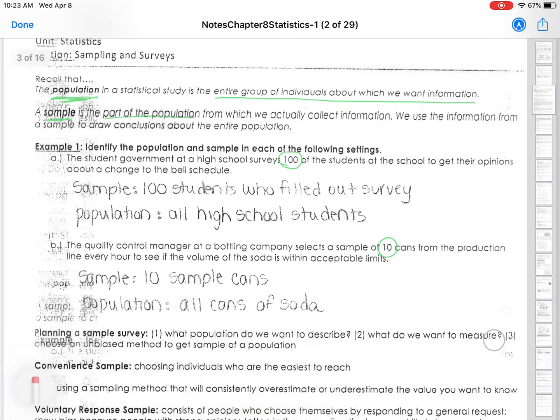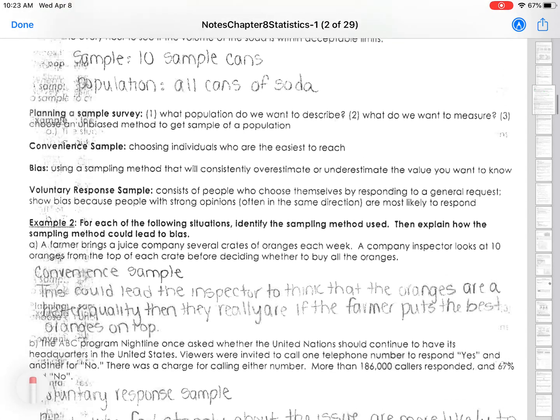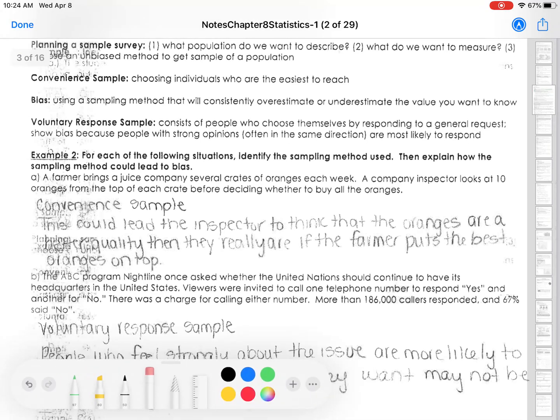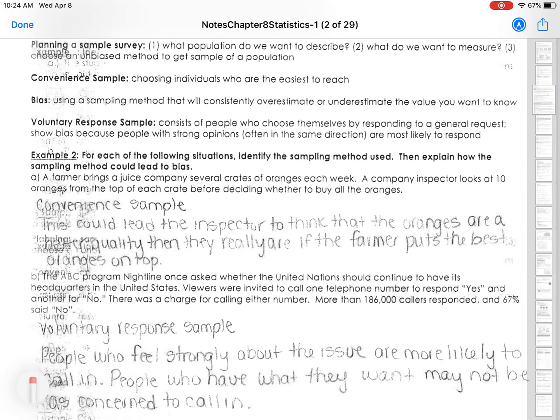All right, next set of information that we have here. We're talking about a couple items. We're going to talk about planning a sample survey. So, talking about planning a sample survey, it's number 1, what population do we want to describe? Number 2, what do we want to measure? And number 3, you're going to choose an unbiased method to get a sample of a population. So we had talked about things that were biased, I believe in the first lesson. If not, we're definitely going over it right now.